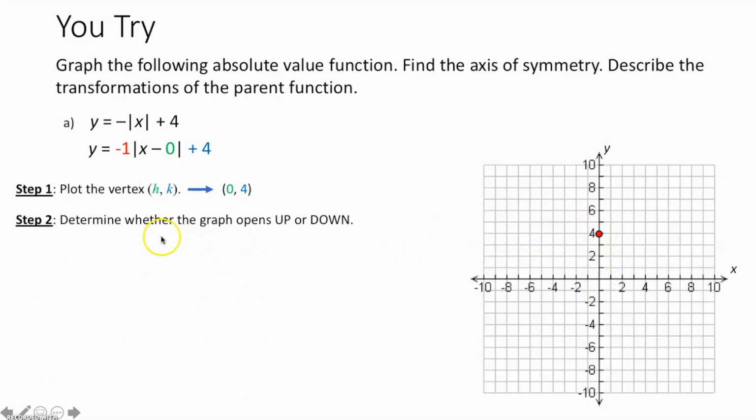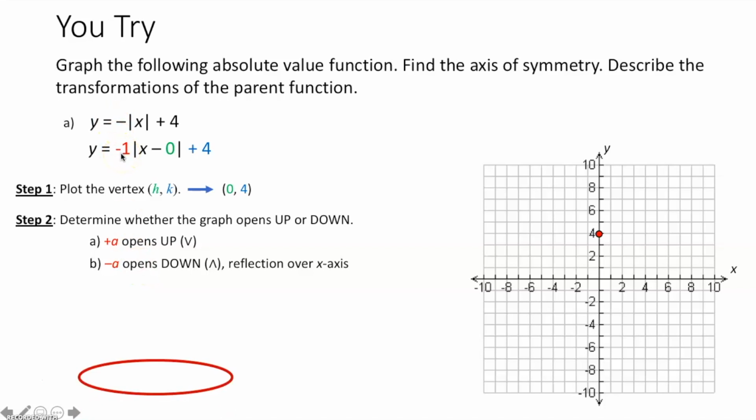Next, is our graph going to open up or down? Well, look at our a value. If our a value is positive, it opens up. If our a value is negative, it opens down. We have a negative a value, which means our graph is going to open down. So we're going to have a downward facing V.